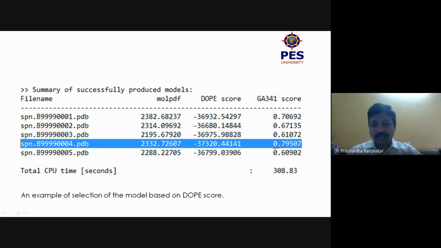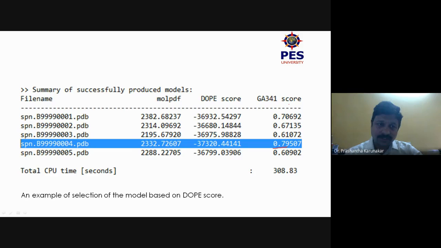If you are new, let us say if you do not know about these scores or anything, we have sufficient help manuals available, and they give us the information on which one we should take. It is very clearly mentioned in the manual of DOPE from Modeller itself, that the one with the least energy is a better structure.